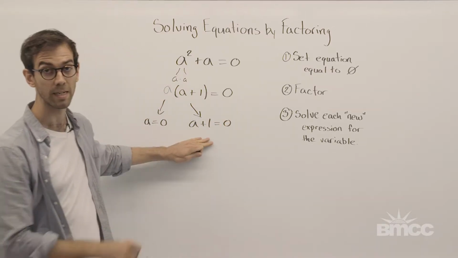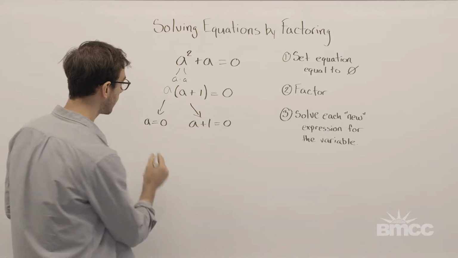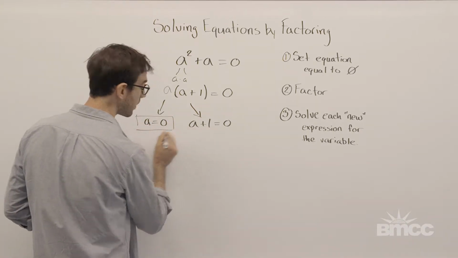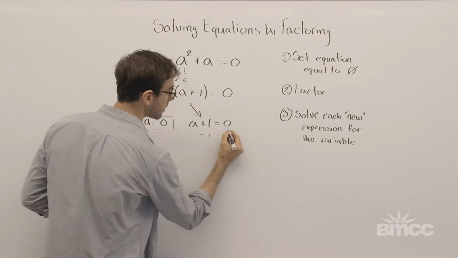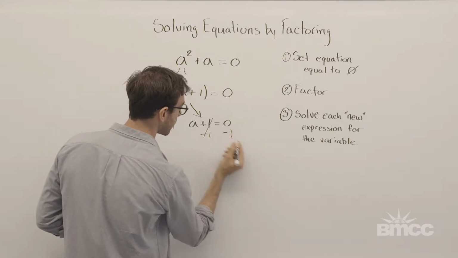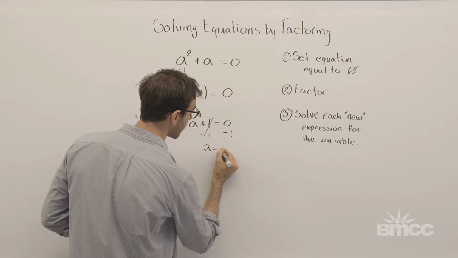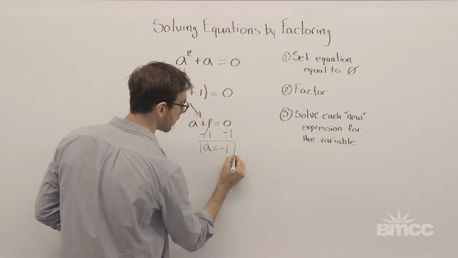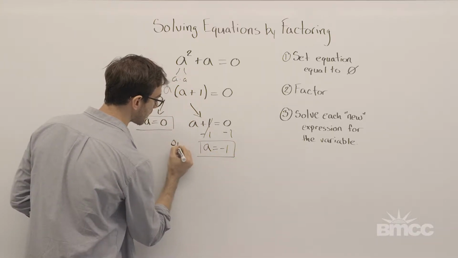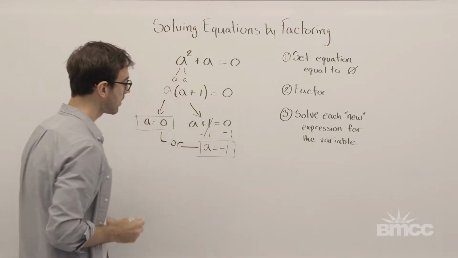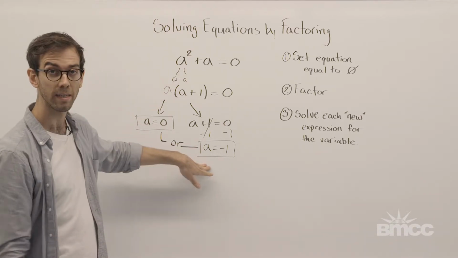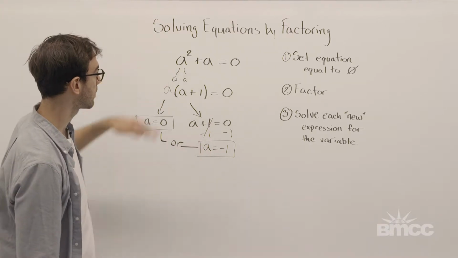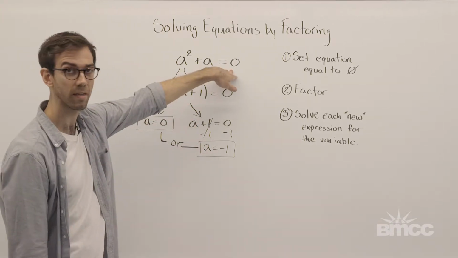So now we see that we can easily solve for a. A equals 0. That one's done for us. Here, we can just subtract 1 from both sides. These 1's cancel out. We have that a is equal to negative 1. So two possible solutions to this. And of course, you can always check your answers by plugging these back into your original equation and making sure that they still equal the same thing.